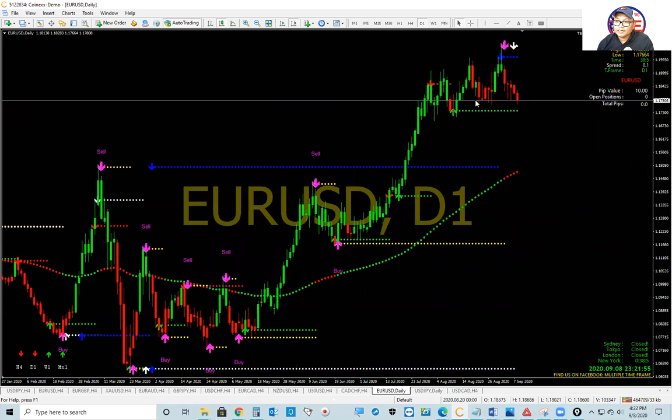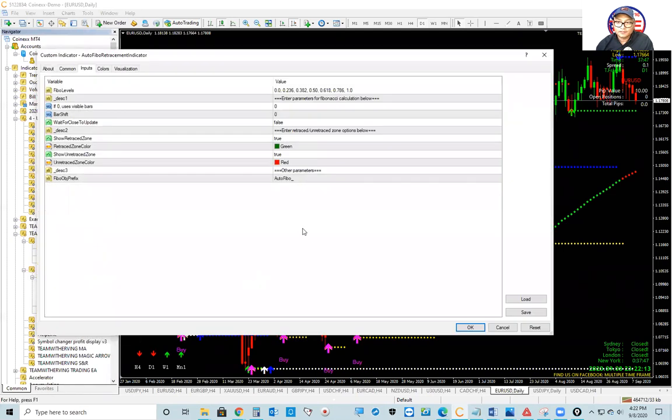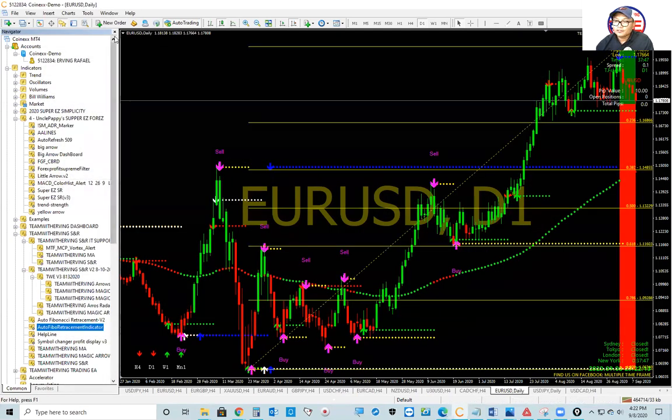We know the market is hitting exactly in this area here. Let's go ahead and put the Fibonacci. Where is it? Right here, the Fibonacci retracement. All you have to do is press OK. That's it. Look at here, guys.